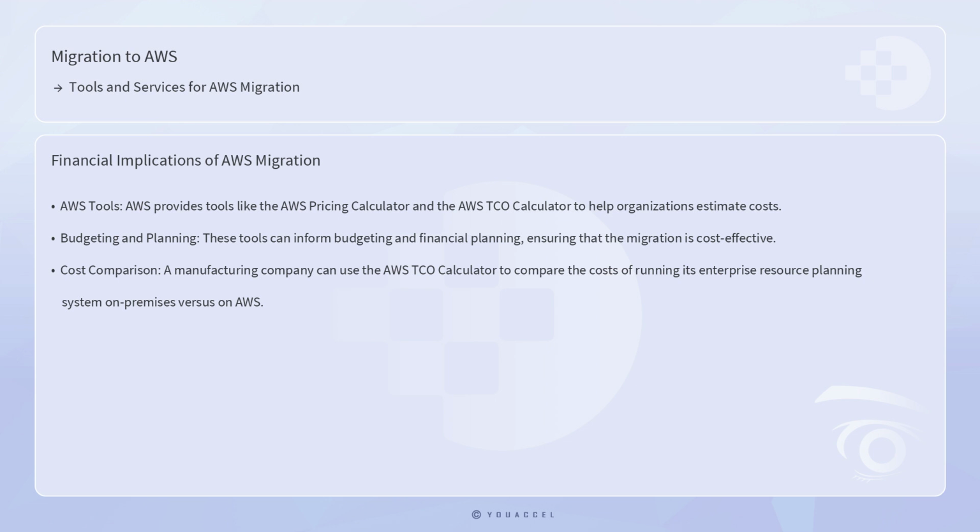For instance, a manufacturing company can use the AWS TCO calculator to compare the costs of running its enterprise resource planning system on-premises versus on AWS, taking into account factors like infrastructure, maintenance, and operational costs.